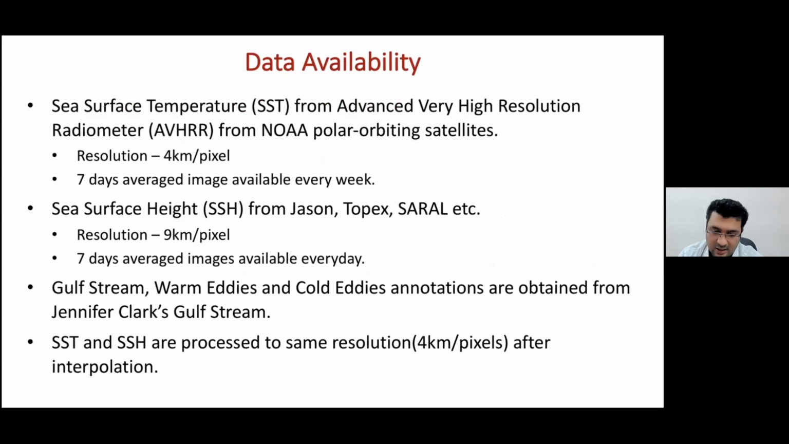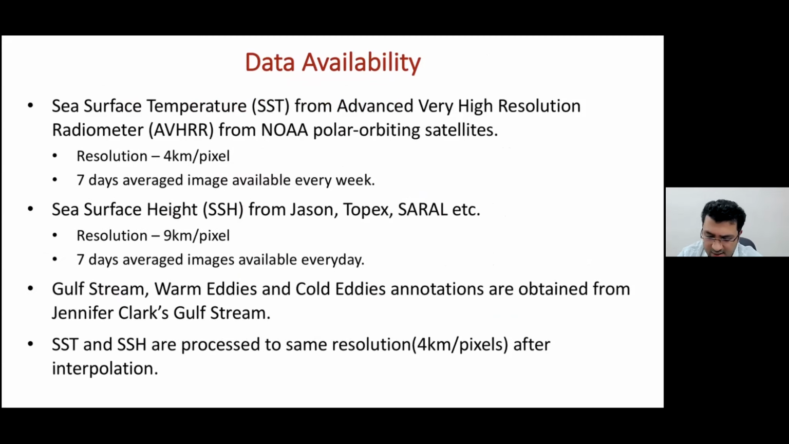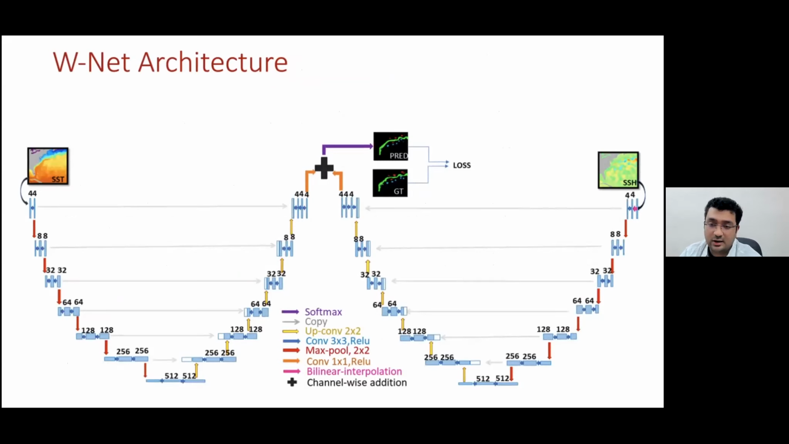So we had data of SST and SSH, available at different resolutions, and we had the human annotation. That is what we had. And now our task was to develop a neural network architecture, a semantic segmentation network. This is what we wanted.